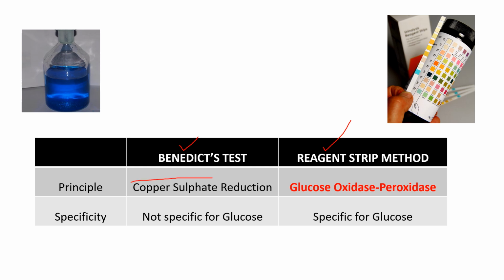So let's take Benedict's reagent. You know that Benedict's test is based on copper sulfate reduction, whereas in the reagent strip method, the principle is glucose oxidase peroxidase. Now talking about specificity, Benedict's test is not very specific for glucose, whereas the reagent strip method is very specific for glucose. So if someone asks you which is the best test for glucose estimation, your answer should be the reagent strip method, because even other reducing sugars are negative in the reagent strip method since it is very specific for glucose, whereas with Benedict's test, a lot of other things can also give you false positive results.